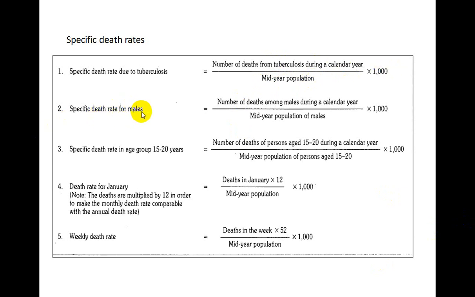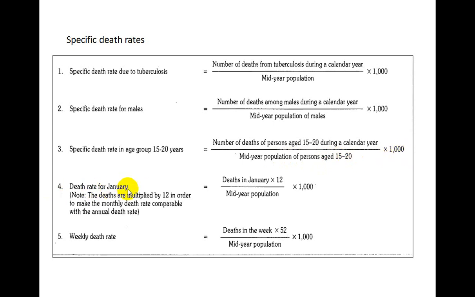Specific death rate for males is equal to number of deaths among males during a calendar year divided by mid-year population of males into 1000. Third, specific death rate in age group 15 to 20 years of age is equal to number of deaths of persons aged 15 to 20 years during a calendar year divided by mid-year population of persons aged 15 to 20 into 1000.